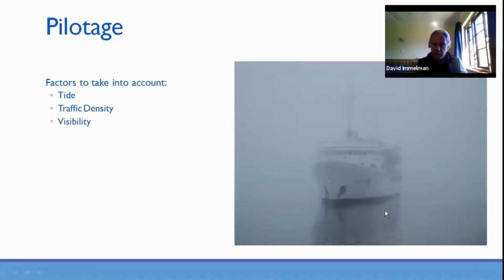Visibility obviously makes a huge difference to your pilotage. Can you see where you're going? And is it going to be day or night when you have to leave? Are you going to be arriving at nighttime? Are you going to be leaving at nighttime because of the tide?